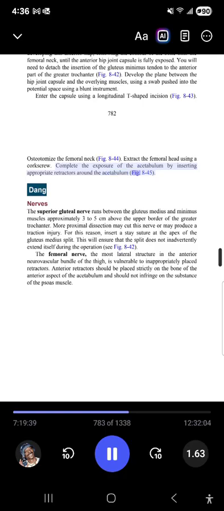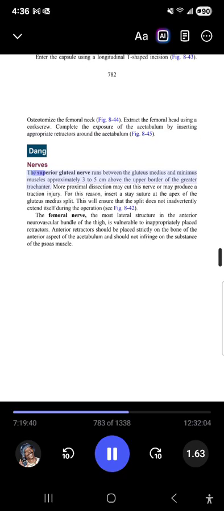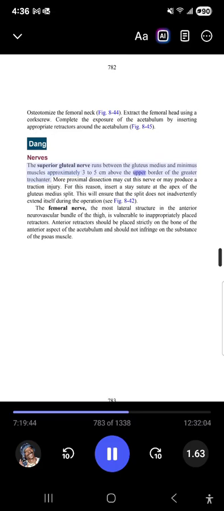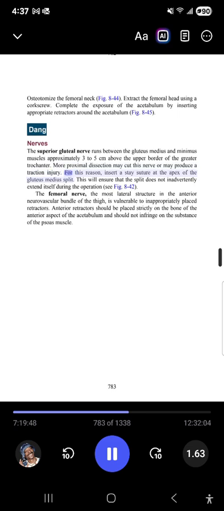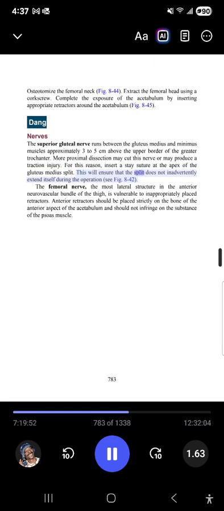Figure 8-45. Nerves. The superior gluteal nerve runs between the gluteus medius and minimus muscles approximately 3 to 5 centimeters above the upper border of the greater trochanter. More proximal dissection may cut this nerve or may produce a traction injury. For this reason, insert a stay suture at the apex of the gluteus medius split. This will ensure that the split does not inadvertently extend itself during the operation.